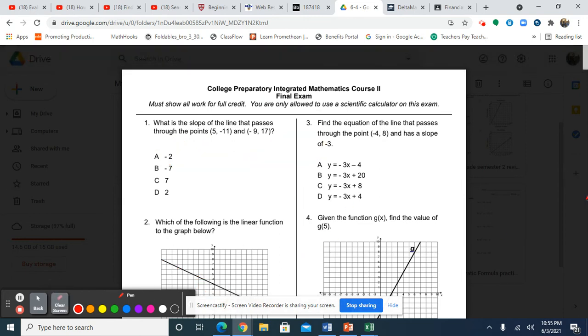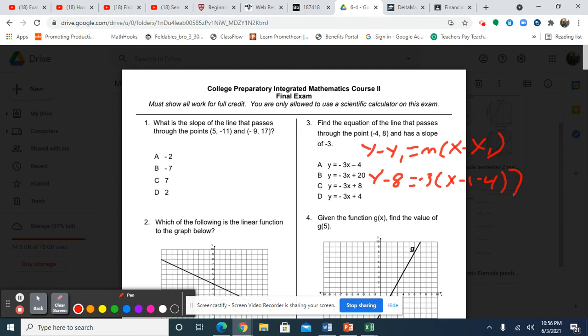Now, when we're trying to look for the equation and they give you the slope and then a certain point, we're going to use the point slope formula. We're going to plug in our points. So our y value goes into y1, which is 8. Our slope is negative 3. And then our x value, which is negative 4.